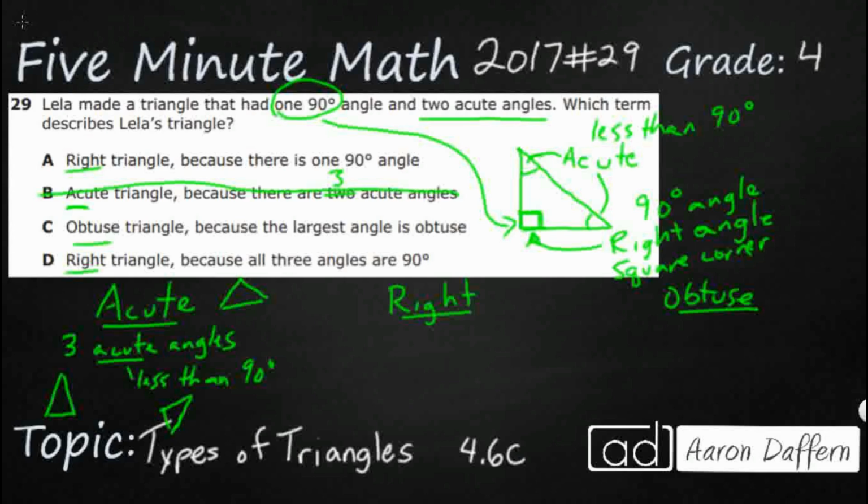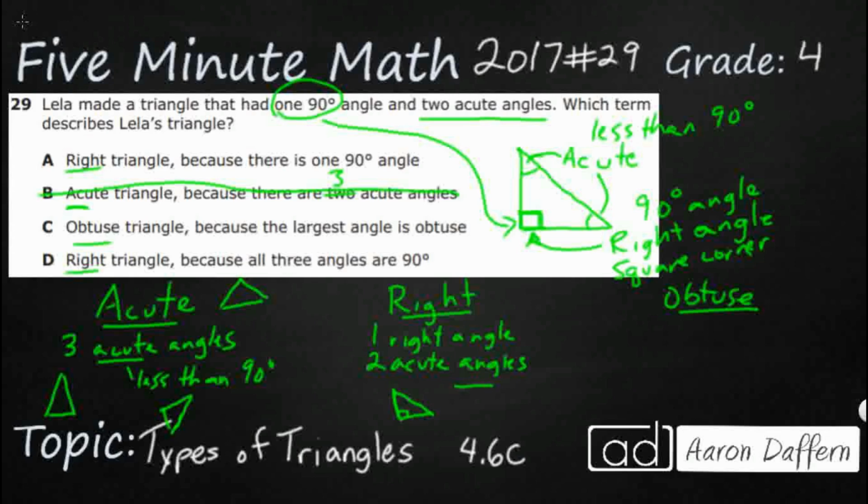Let's try a right triangle. A right triangle has one right angle, and then the other two have to be acute. You cannot put two right angles into a triangle. If you do, it's not a triangle anymore. It's at least a quadrilateral. And you have to have one right, and you can't have an obtuse in there. It has to be a right angle, basically like what we drew like that.